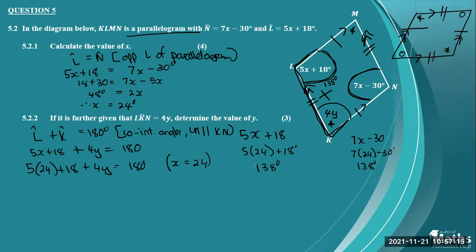So if we already worked this out there, so this we know is going to be 138 plus 4y equal to 180. So 4y will be equal to, oh yeah, okay, so you just say 180 minus 138. Okay, so it's 180 minus 138. Right? And that gives me 42 degrees.